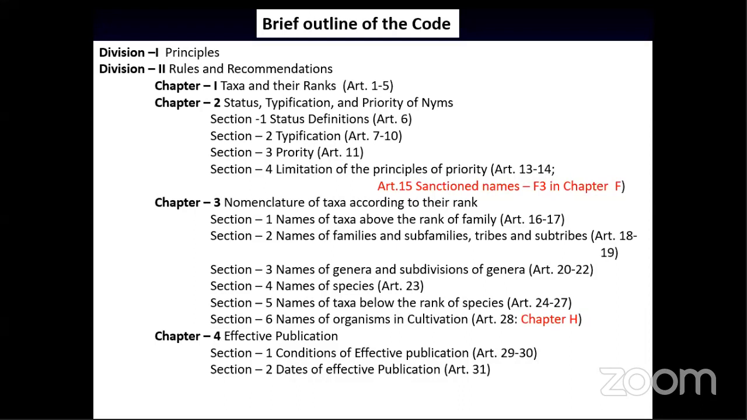And division two, it is rules and recommendation. You can see it has divided into eight chapters. Chapter one, taxa and their ranks. It has divided under five articles, 1 to 5. And chapter two, status, typification, and priority of names. These are the important things.